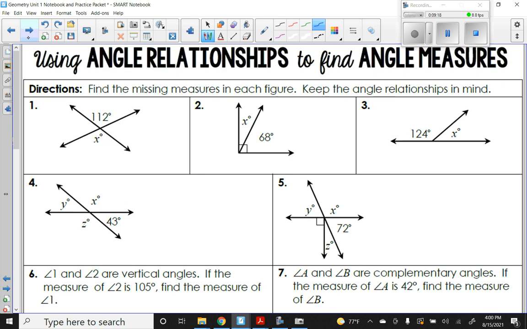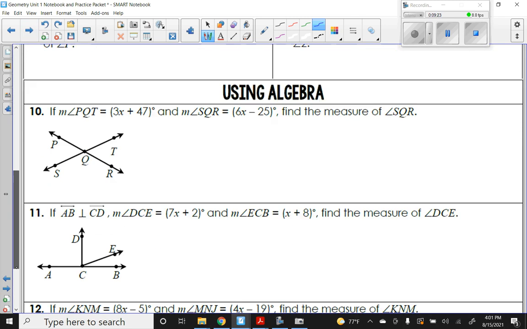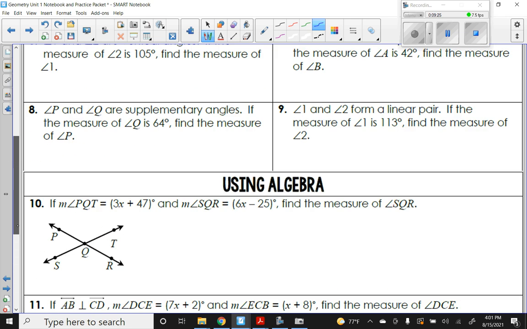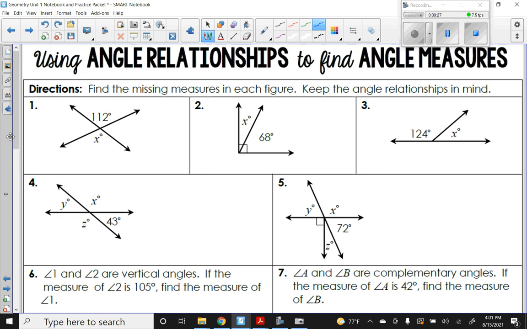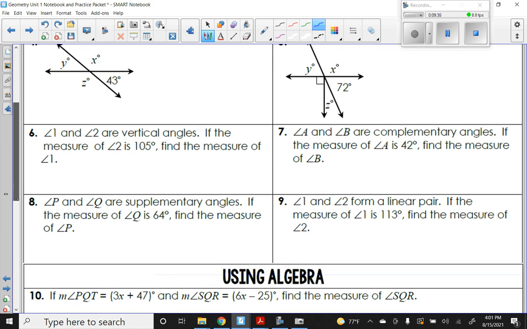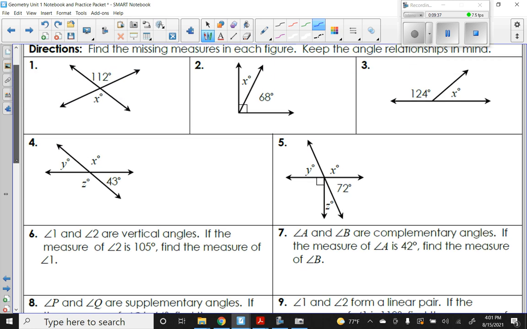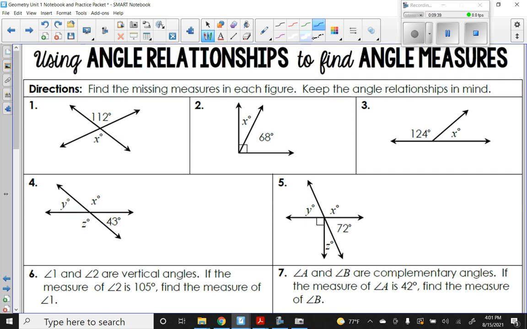Flip the page. We're going to do some basics. We'll do the algebra part in class together, but we're going to do the 1 through 9 basics right now. If you'd like to pause and try them, and then I'll go through this real quick, or you can just follow along with me as I go through it, because I'm going to go through it pretty fast to try to make this video as short as possible.